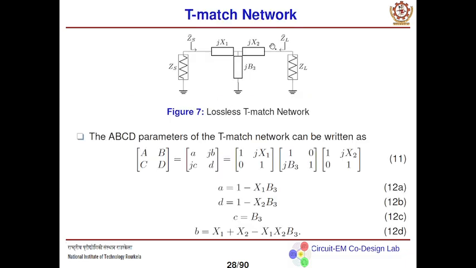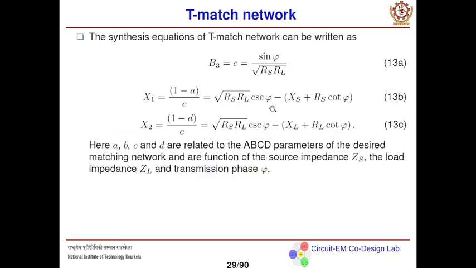For example, let's say we are designing a T matching network, a lumped T match network, which consists of a series, shunt and series element. If you multiply them, we can get the closed form expression for the ABCD parameters. Now if you equate that with the desired ABCD parameters, then we can get the design equations for the susceptance, reactance and reactance. Then from this susceptance and reactance, that can be converted into inductors and capacitors at the design frequency.